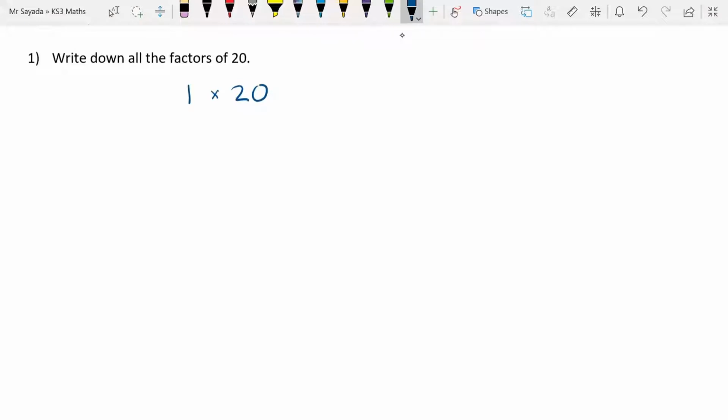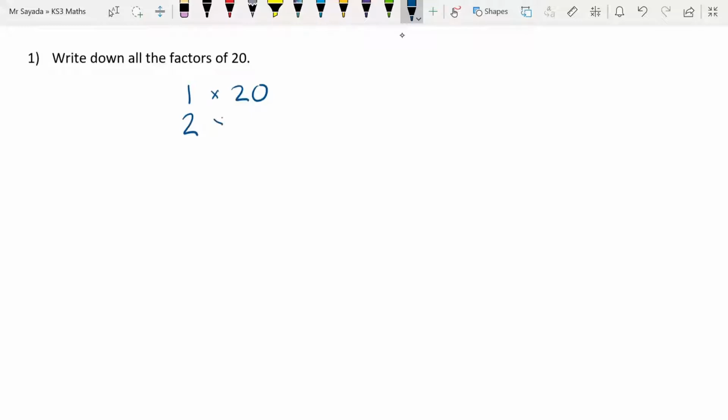Yes, it is, because, well, you tell me. Why is 2 a factor of 20? How do you know? Say your answer to the video. You should have said because 20 is an even number, or you should have said that 20 ends with 0, 2, 4, 6, or 8. So we have 2, and what will be the factor pair with 2? 2 times what makes 20? Say your answer to the video.